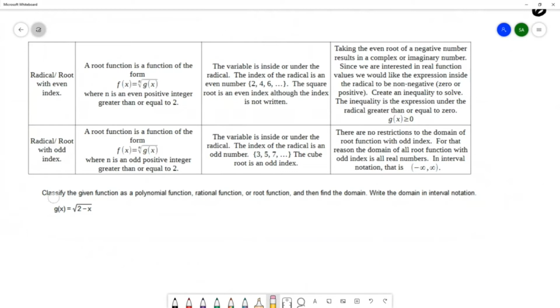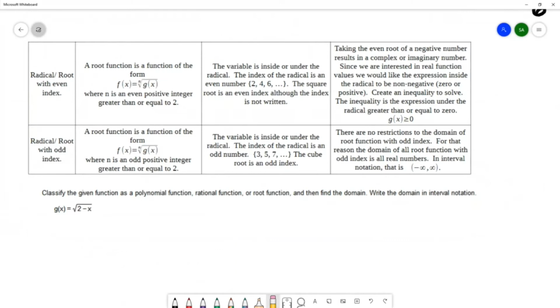On this question, we want to classify the given function as polynomial, rational, or root, and then find its domain. We're going to write the domain in interval notation, and the function we're working with is g of x equals square root of 2 minus x. So I think this one is a little bit obvious because it has a radical. It is a root function. Anytime you have a variable underneath the radical, you have a root function.